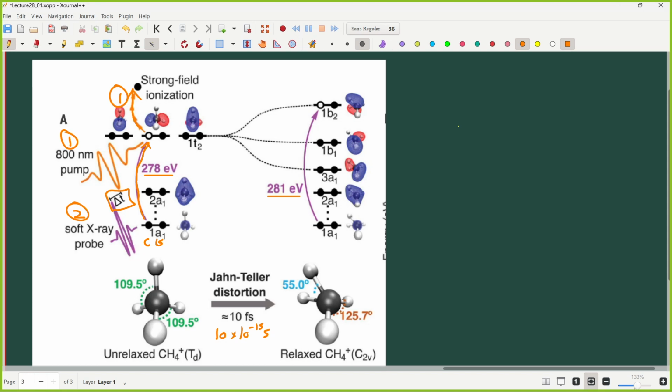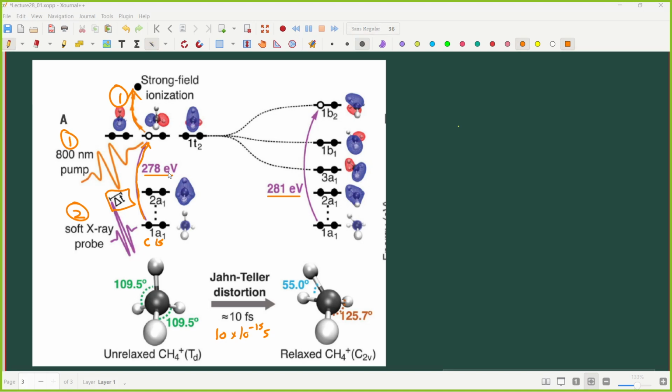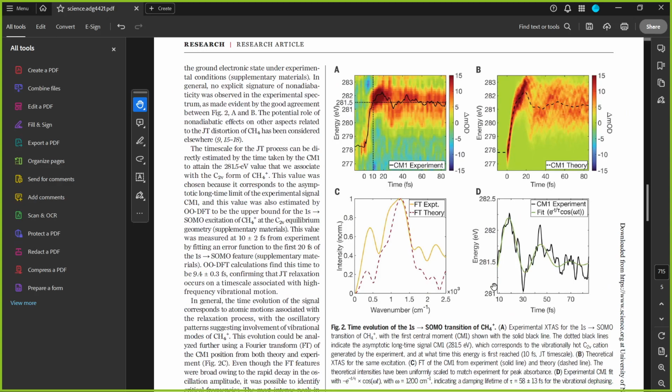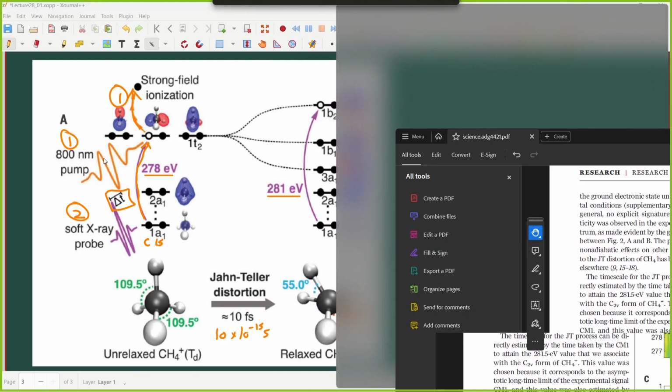But if we can make our delta T small enough, smaller than 10 femtoseconds, we may be able to track this structure as it goes from the unrelaxed version with an absorption at 278 to one at 281. So we're going to watch the molecule isomerize in time. And there's a beautiful picture that they come up with. So they measure this with this mechanism. And let me just pull this over. No, I don't want to spoil the result.